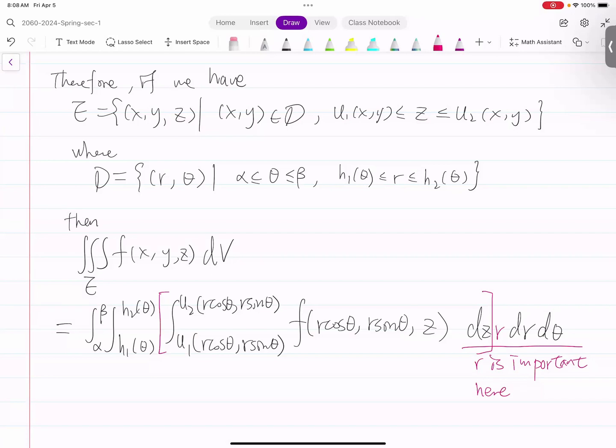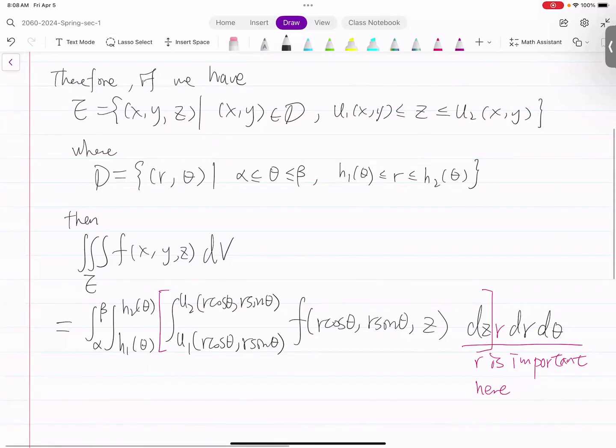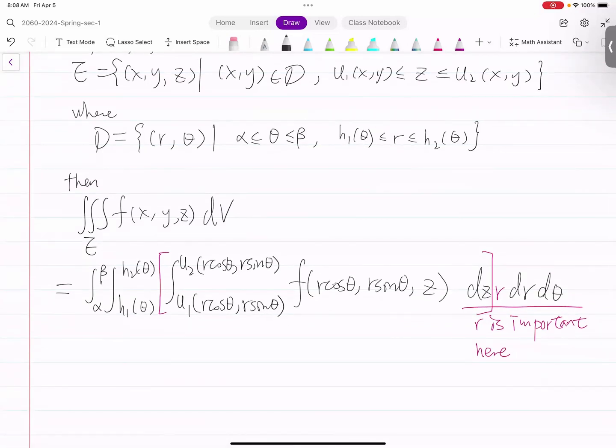So basically, you see that we just translated from x, y, z to r cosine theta, r sine theta, right? Okay, so that's cylindrical coordinates. It is a combination of polar coordinates and the elevation coordinate, the z coordinate. Okay. Example.